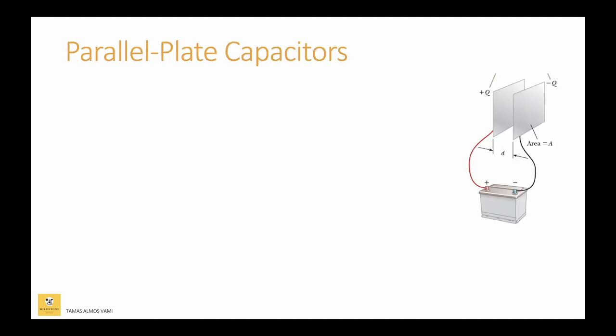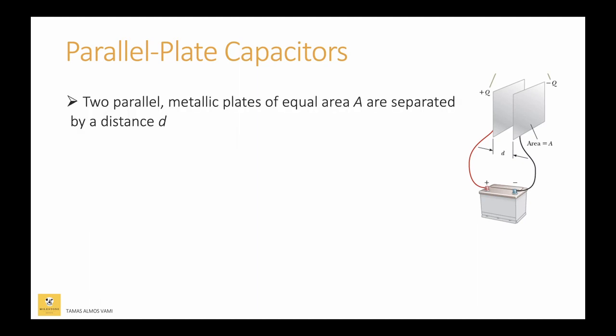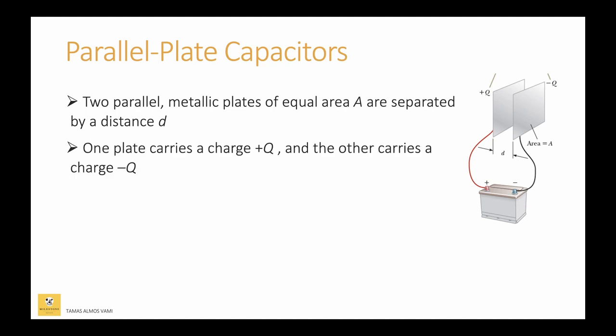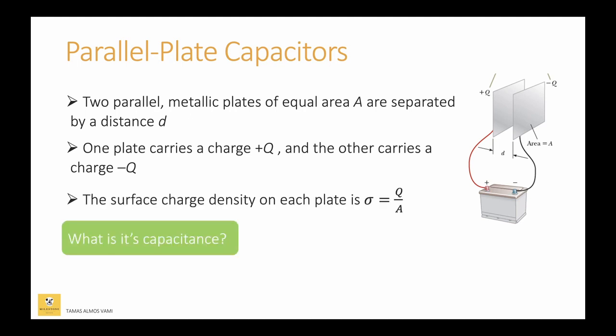So let's discuss the situation when we have a parallel plate capacitor. As I mentioned earlier, we have two metallic plates, and let's have them both with an area of A and separate them with the distance d. As earlier, we will have plus Q charge on one side and minus Q charge on the other side. By the definition of the surface charge density, we get sigma to be the charge Q divided by A, because that was the area.